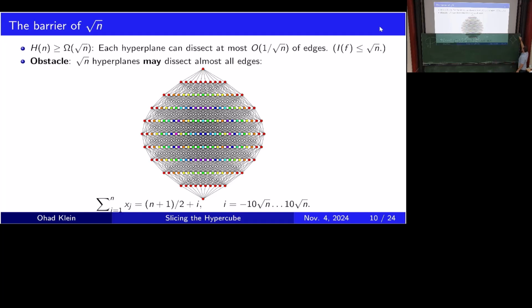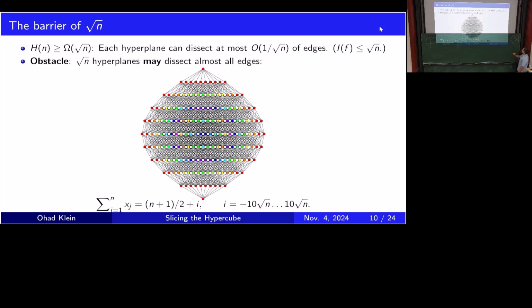So this is the hypercube. We have here the single vertex with Hamming weight 0, and in here we have the vertex with Hamming weight n, and in the middle we have all the vertices sorted by their Hamming weight.